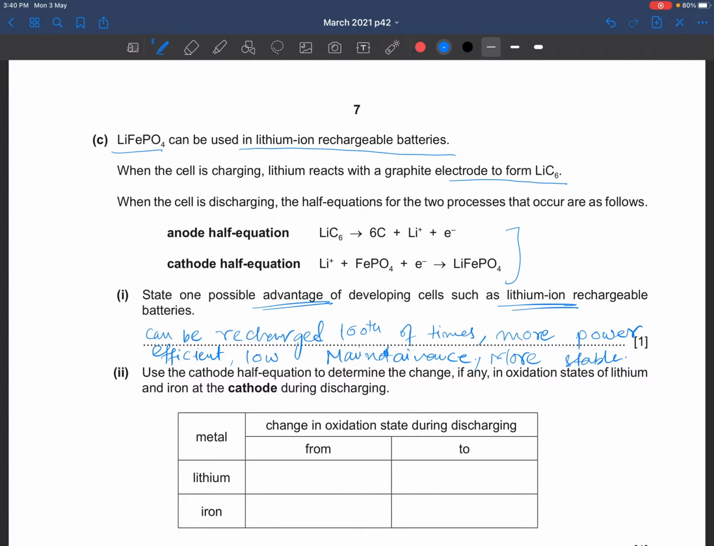And if they ask you about disadvantages, what are the disadvantages of lithium-ion rechargeable batteries? They are fragile, so they need protection covers, right? They are expensive. So these are a few disadvantages of lithium-ion rechargeable batteries.